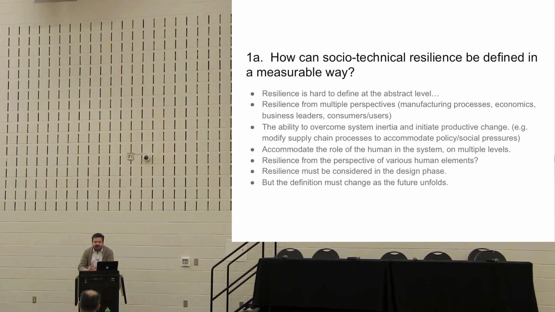Resilience is hard to define at the abstract level. So we're looking for an abstract definition that can be applicable to different socio-technical systems. And that's because it has multiple perspectives, and most importantly, it requires the ability to overcome system inertia and initiate a productive change. So there's this adaptivity element that needs to be in there. And it's to accommodate the role of the human in the system.